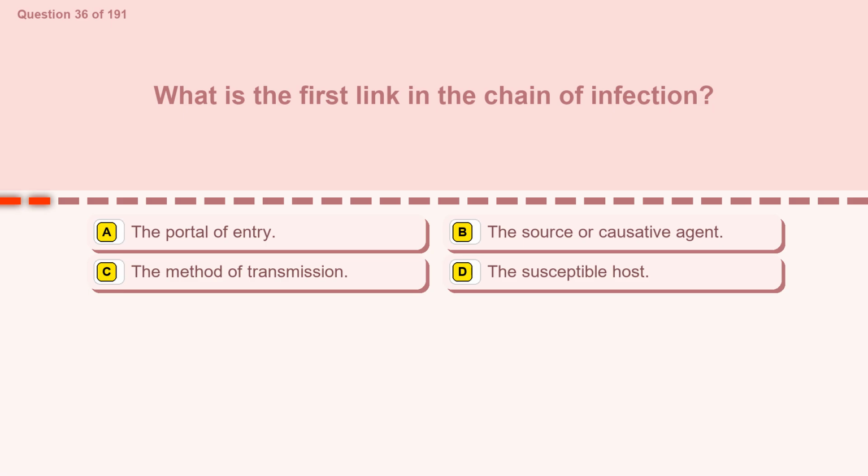Question 36. What is the first link in the chain of infection? Option A. The portal of entry. Option B. The source or causative agent. Option C. The method of transmission. Option D. The susceptible host.